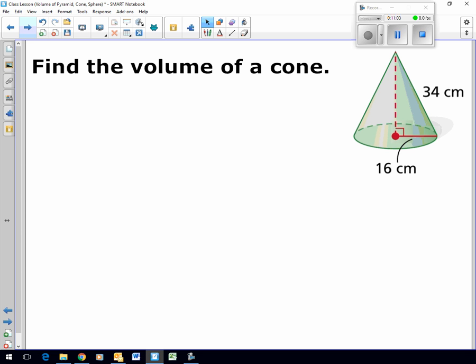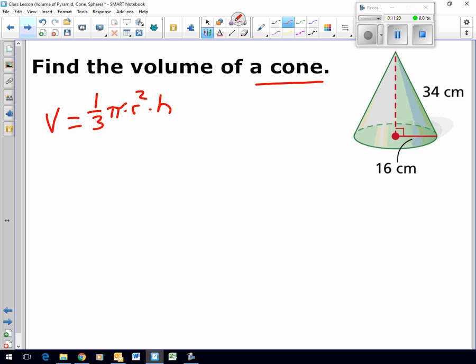All right. Y'all gonna get mad at me. What is the formula for the volume of a cone? Is this a cone? Yes. Can you assume it's a cone if it says it's a cone? Yeah. What you got? 1/3 pi radius squared times height, correct? What's the radius here? 16.